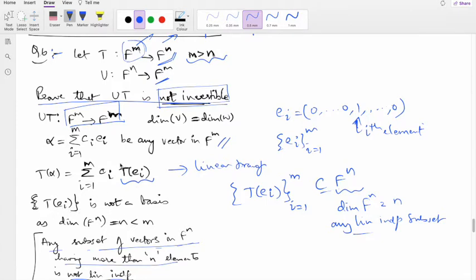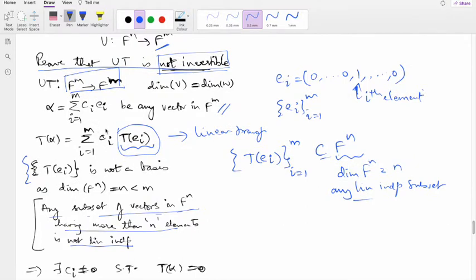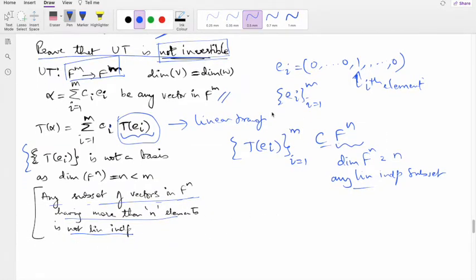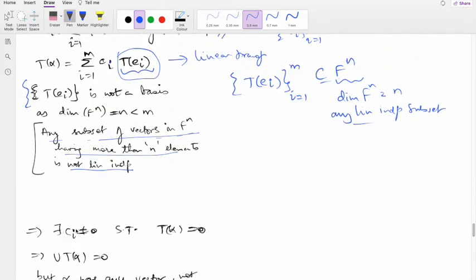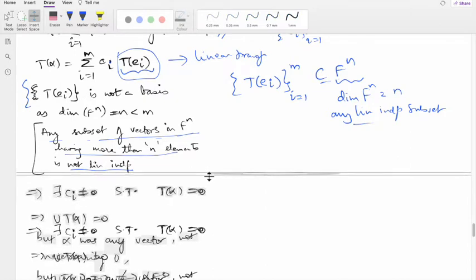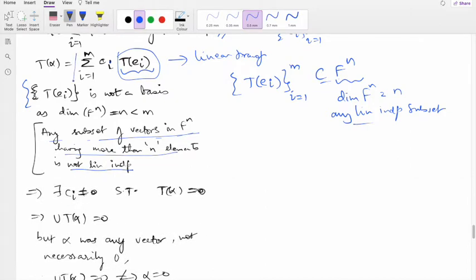So basically this will not be a basis for the vector space, and it won't be a linearly independent subset, right? Which means that I can find at least one c_i such that it is non-zero, such that this particular summation, this linear combination, is zero. And it can happen because this subset is a linearly dependent subset, right?